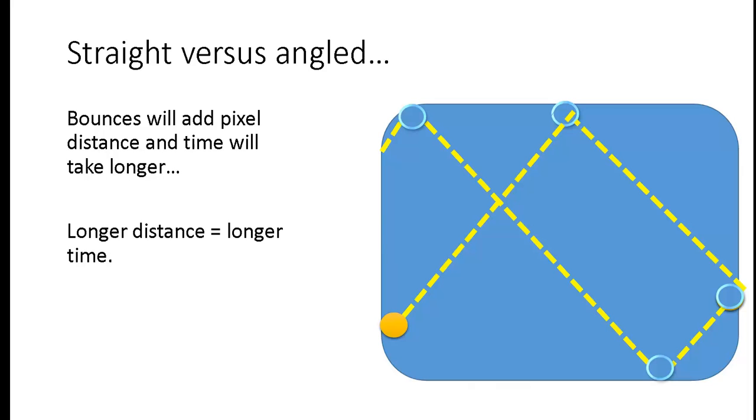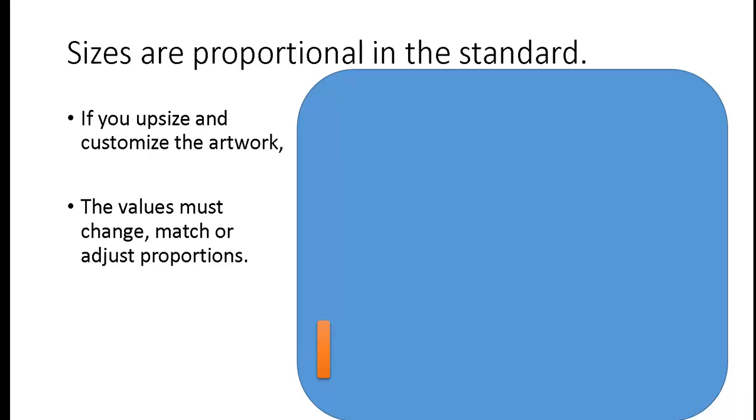And so when you consider, if I'm putting a different size ball in, if I'm changing the size of the screen, if I'm changing the size of the racket, how should they proportionally relate? So if you upsize and customize your artwork, all those values should either match or you need to adjust the proportions. Now you could decide, I want my paddle to be covering more of the screen. You could decide, I want my ball to be smaller and be hard proportionately. Those are design considerations that you get to make as you are taking control of your own design.